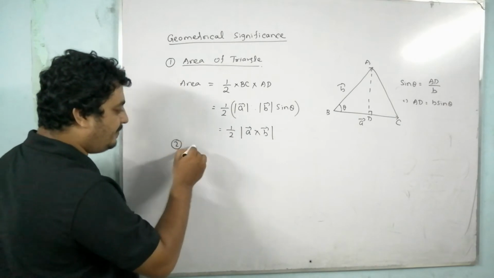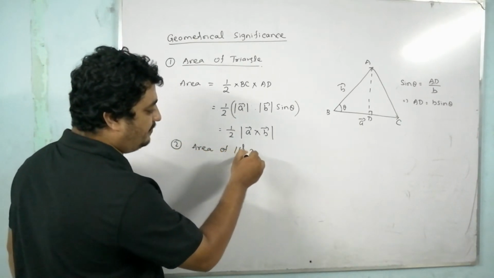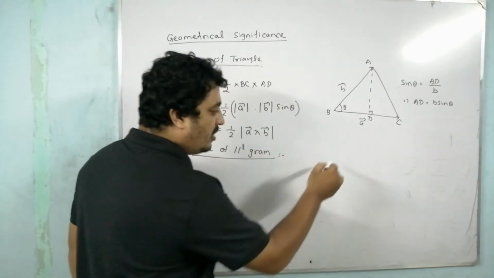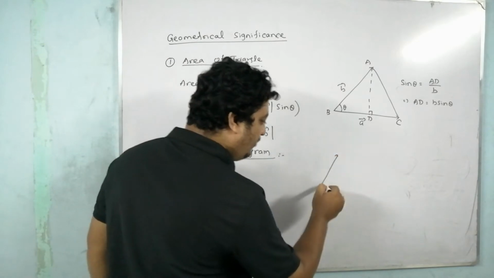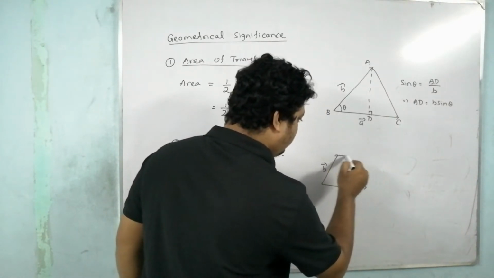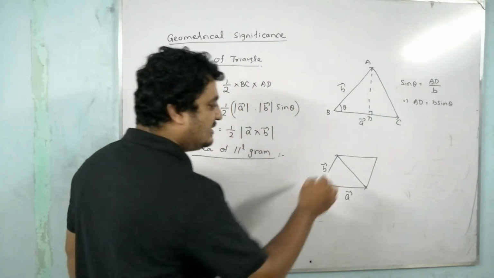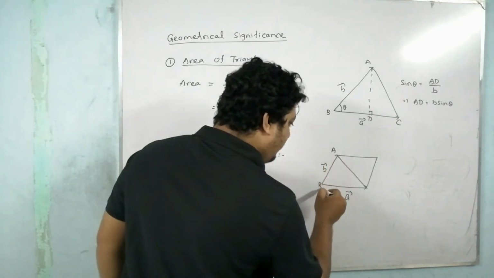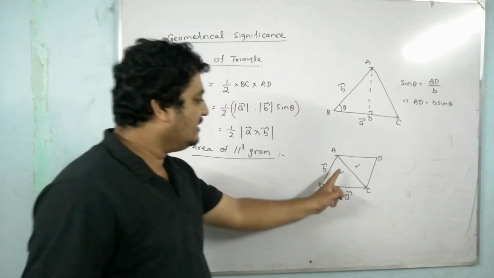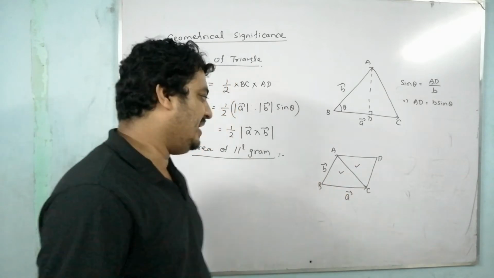Now second, area of parallelogram. Now consider a parallelogram whose adjacent sides are A vector and B vector. Now if you join, this is A, B, C, D. Now these two triangles are congruent, so both have the same area.